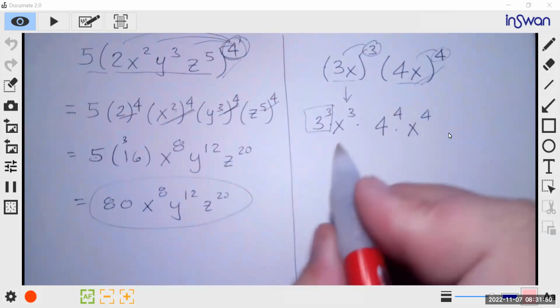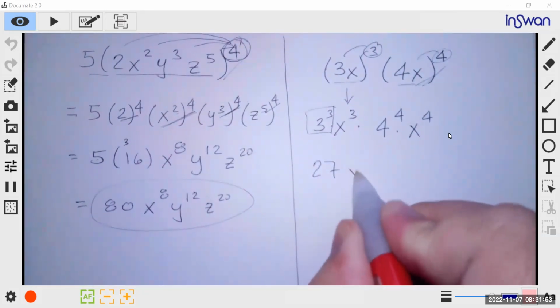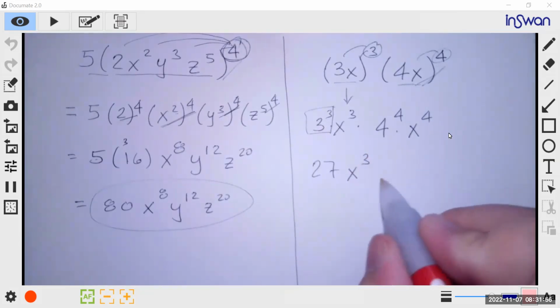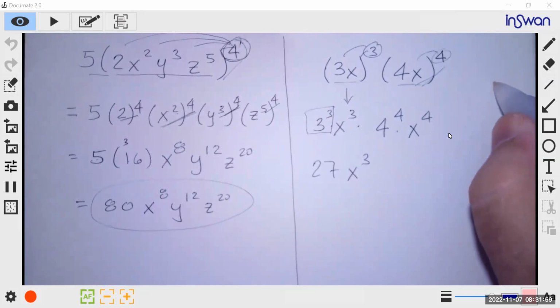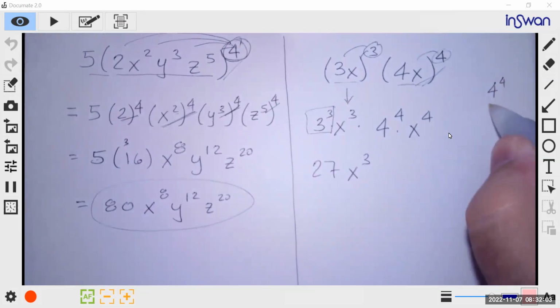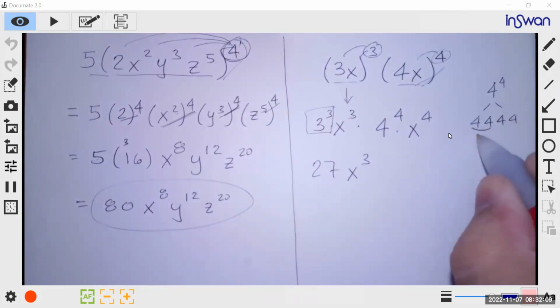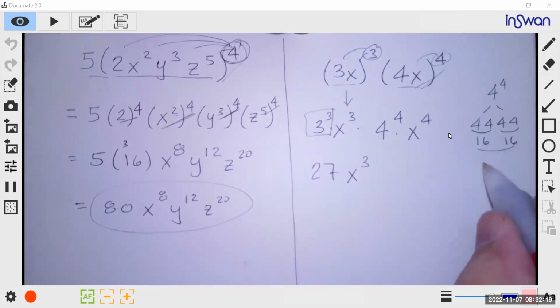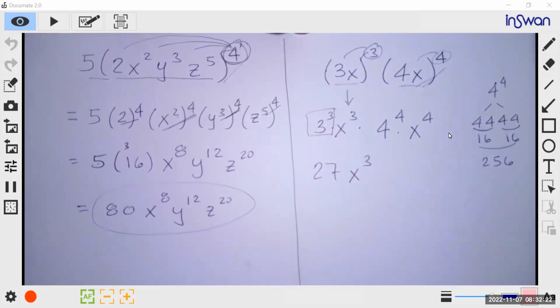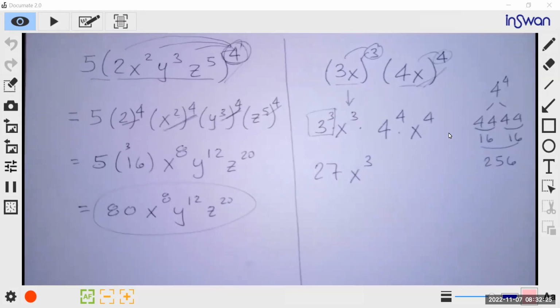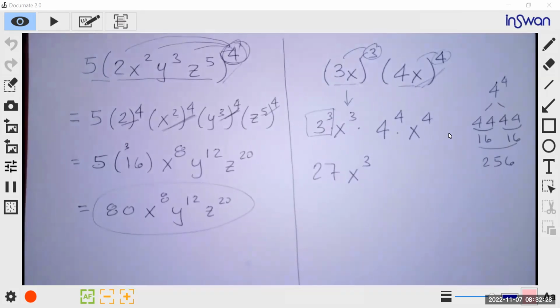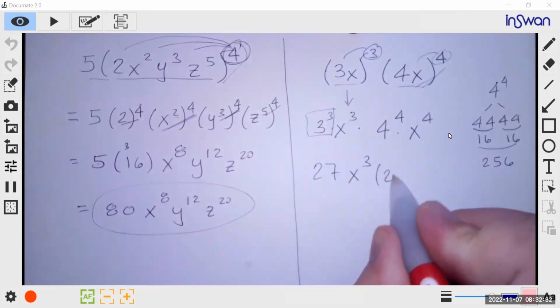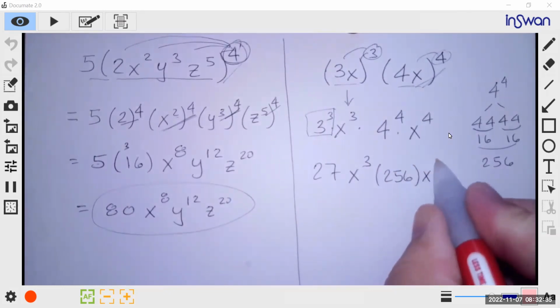3 times 3 times 3 is 27, x to the third. 4 to the fourth is 4 times 4 times 4 times 4. 4 times 4 is 16. 4 times 4 is 16. 16 times 16, 256. Times x to the fourth.